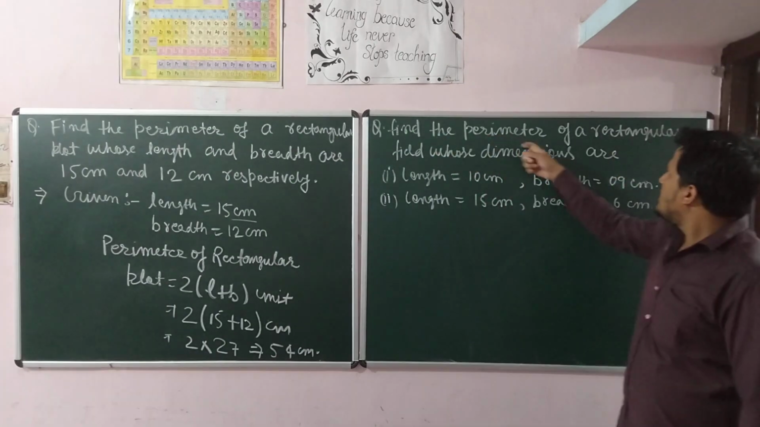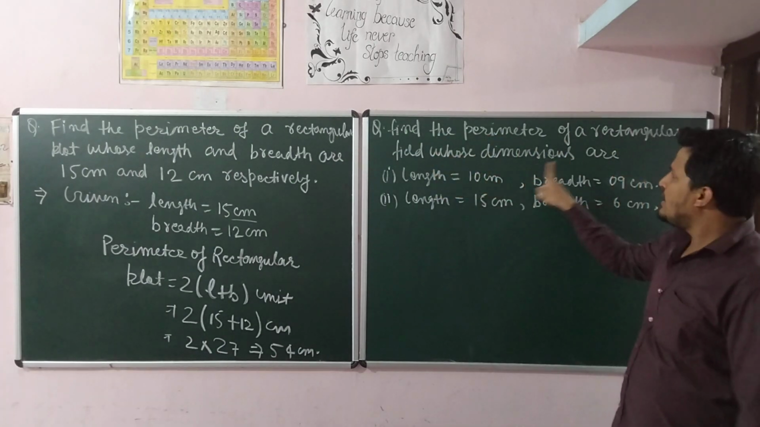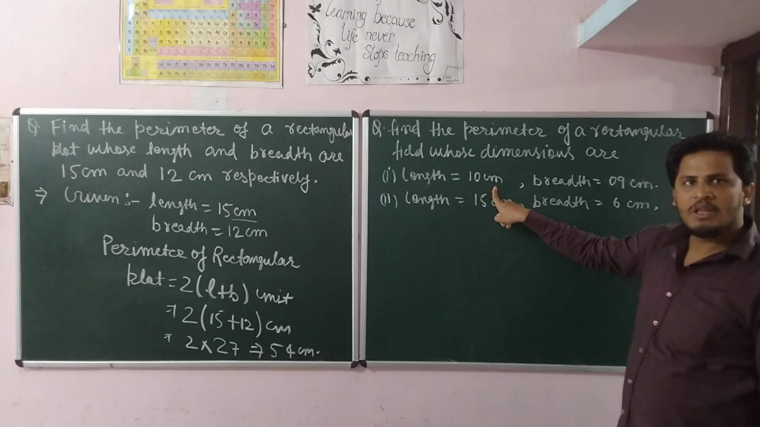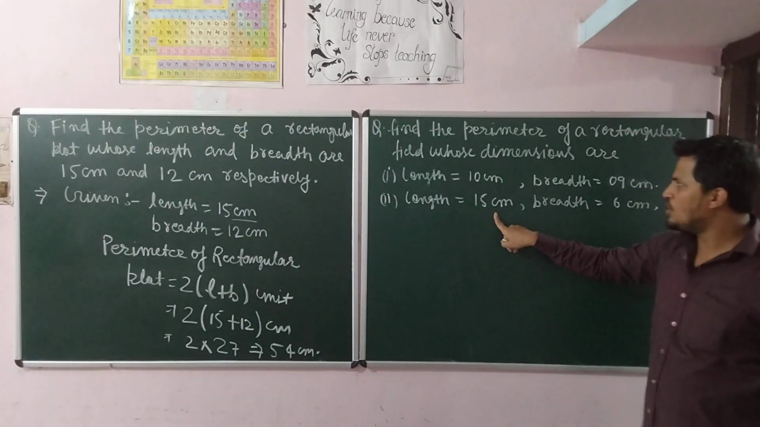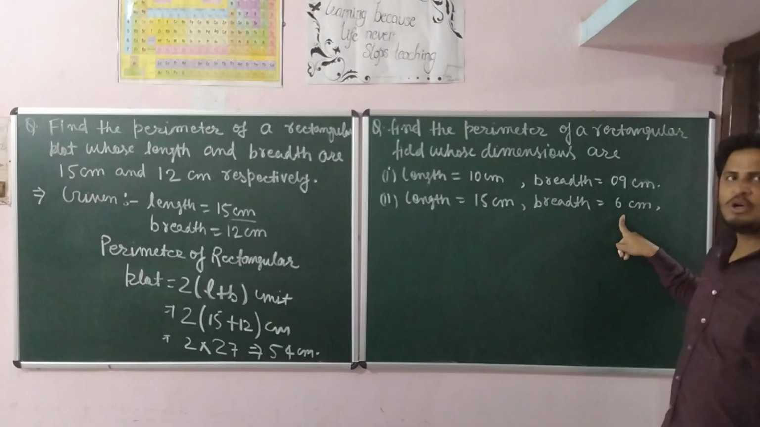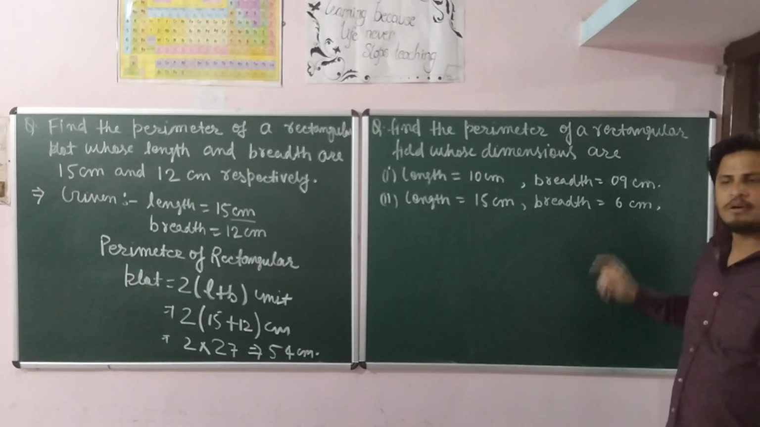Now all of you practice and revise. Find the perimeter of a rectangular field whose dimensions are, in the first question, length is equal to 10 centimeter, breadth is equal to 9 centimeter, and in the second question, length is equal to 15 centimeter and breadth is equal to 6 centimeter.